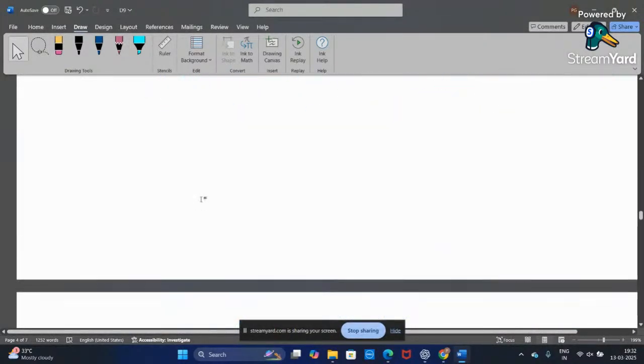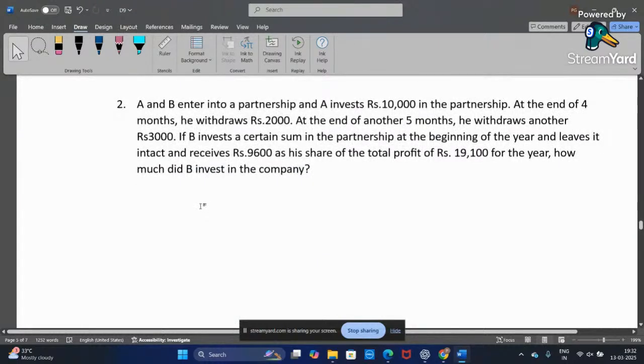Now let us move to the next problem. First, let us read the question. A and B enter into a partnership and A invests rupees 10,000 in the partnership. At the end of 4 months, he withdraws 2,000. At the end of another 5 months, he withdraws another 3,000. If B invests a certain sum in the partnership at the beginning of the year and leaves it intact and receives 9,600 as a share of the total profit of rupees 19,100 for the year, how much did B invest in the company? Here we need to find out B's investment.